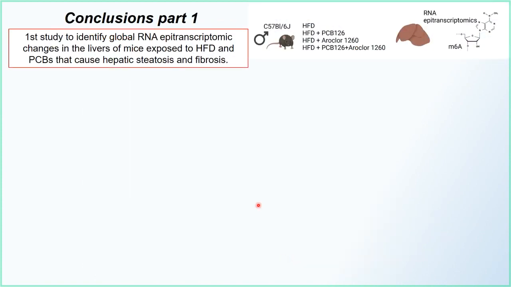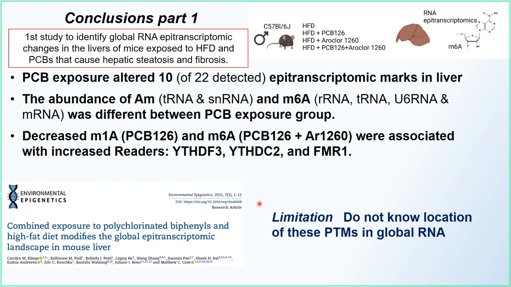I didn't mention that. So the conclusions from this part of the presentation are that ours was the first study to identify global RNA epitranscriptomic changes in the livers of mice that were exposed to high-fat diet and PCBs that cause hepatic steatosis and fibrosis. So this was a unique observation. We've identified 10 alterations in RNA epitranscriptomics, and we saw the abundance of AM and M6A was different between the PCB exposure groups. And I didn't really get into it, but we saw that decreased M6A in PCB-126 exposed mice and M6A in the combination exposure groups were associated with increased readers, YTHDF3, DC2, and FMR1. And we were able to publish this in 2021.